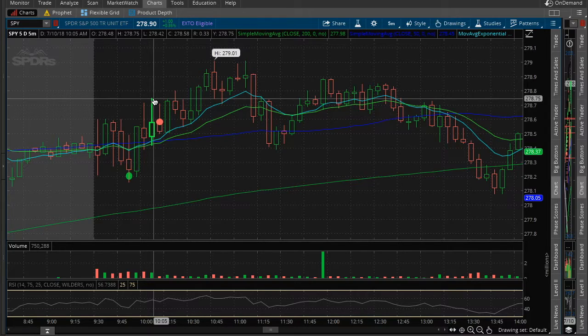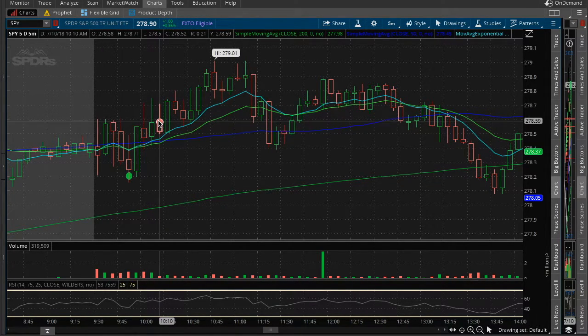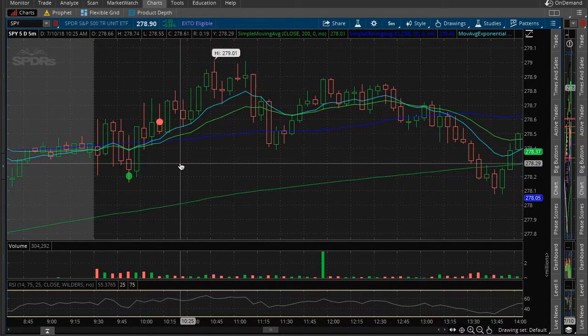I set a limit order to get out because I knew it would probably pull back again. And I was out for a small $10 loss in this red circle. And yeah, that's all there was to it.